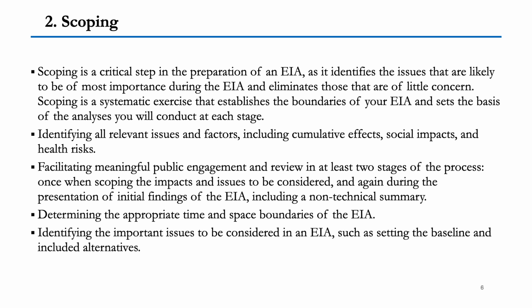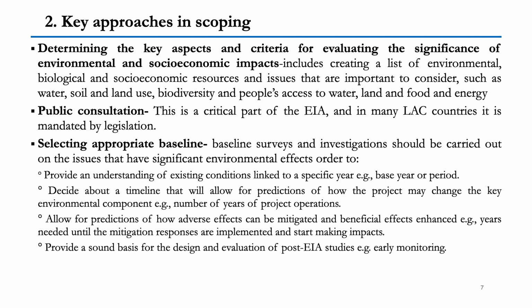So all these things will be taking place. Key approaches in scoping. It determines the key aspects and criteria for evaluating the significance of environmental and socio-economic impacts. Include creating a list of, please understand that in this step, they create a list of environmental, biological, socio-economic resources and issues that are important to be considered if they go ahead with a certain project, such as water, soil, land use, biodiversity, people's access to water, land, food, and energy.